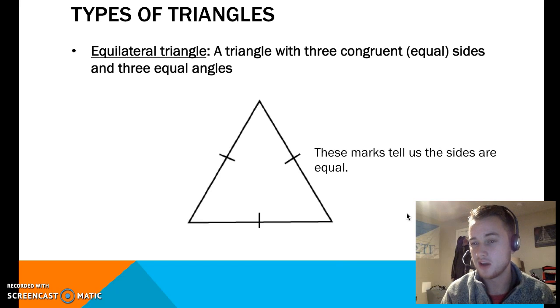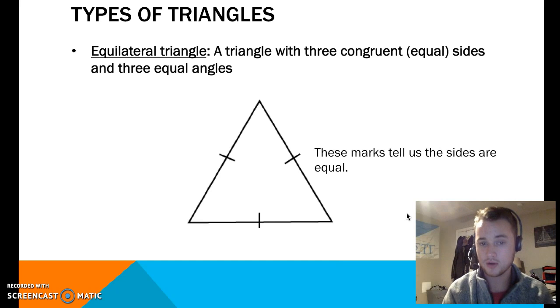Think to yourself, congruent. I think we've heard that before. But just in case, a little refresher: congruent means equal. You're going to hear the word congruent a lot when we're talking about triangles. So let's put that in our brain and remember that congruent means equal. We have 3 equal sides with an equilateral triangle.